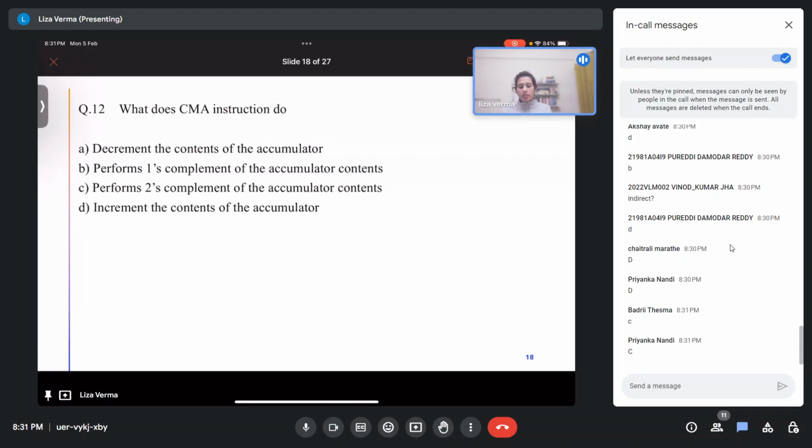Next question. What does the CMA instruction do? Decrement the contents of the accumulator, perform the one's complement of the accumulator's content, perform the two's complement, or increment the content of the accumulator? CMA is complement, one's complement. We discussed this. Can anyone tell me which addressing mode this is? Implied, since there is no operand.